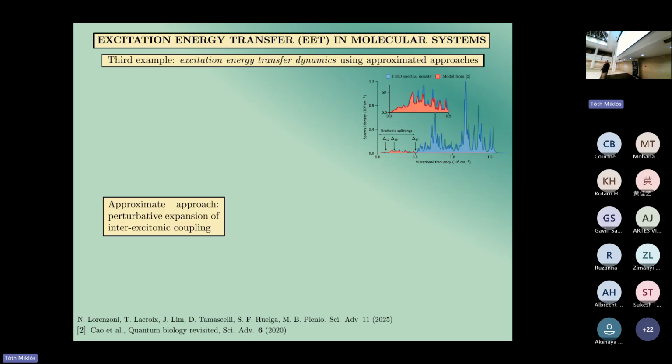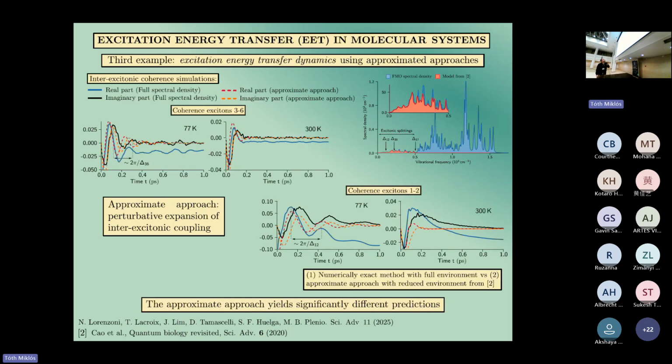And in addition to that, an approximation at the level of the equation of motion. In particular, they considered the electronic-vibrational coupling in the exciton basis. They took the off-diagonal part, so the coupling between different excitons mediated through the environment, and they performed a perturbative treatment of it, so a perturbative expansion of the interexcitonic coupling. And here I show the same figure of merit as before.